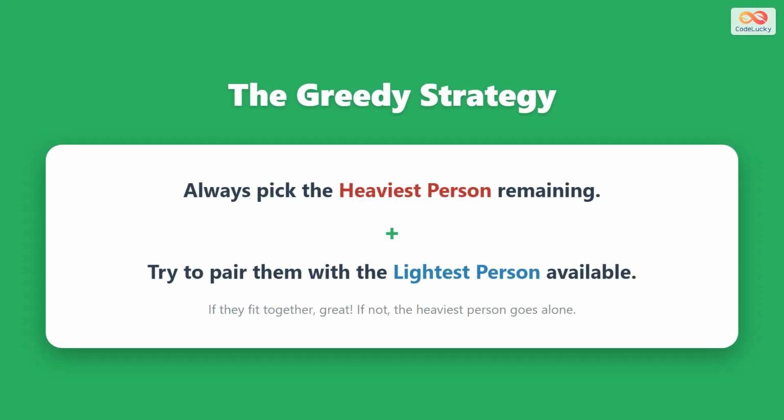We will use a greedy strategy. This means we make the best possible choice at each step. We always pick the heaviest person left waiting. Then, we try to pair them with the lightest person available. If they fit together, great. If not, the heaviest person is too heavy to share a ride, so they must take a boat alone.